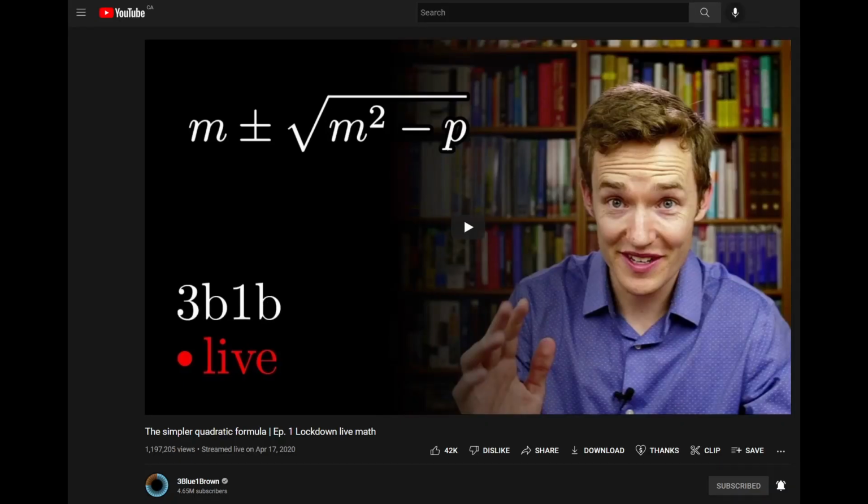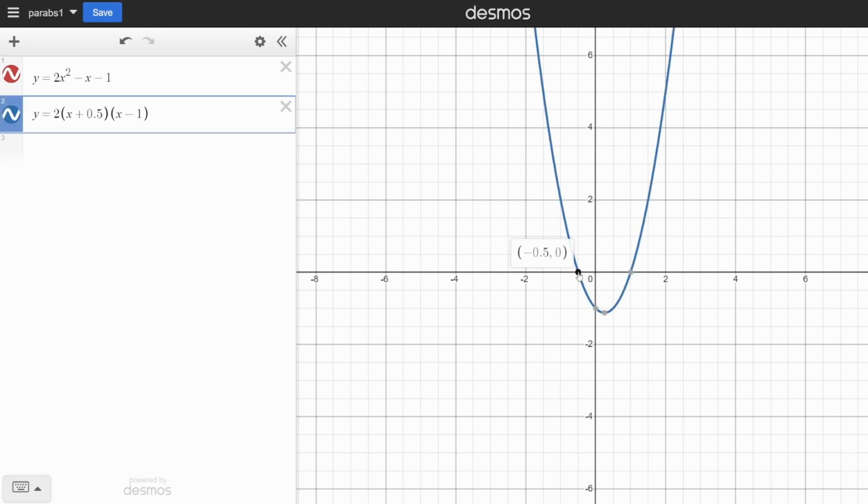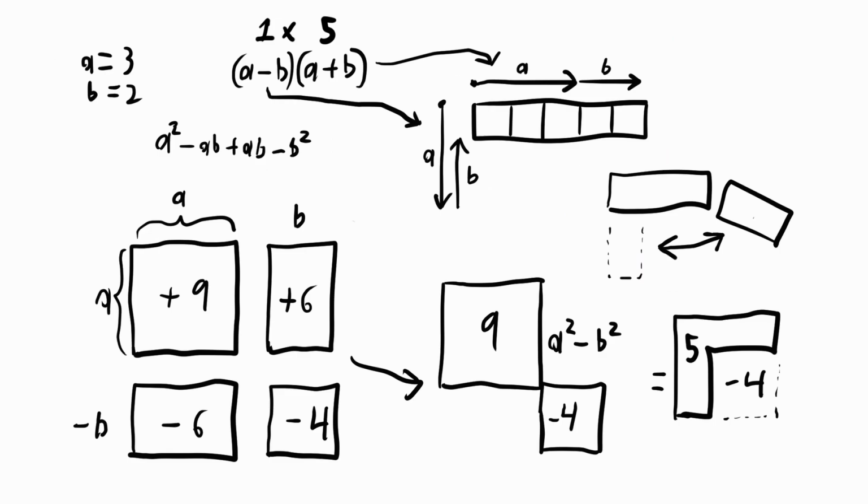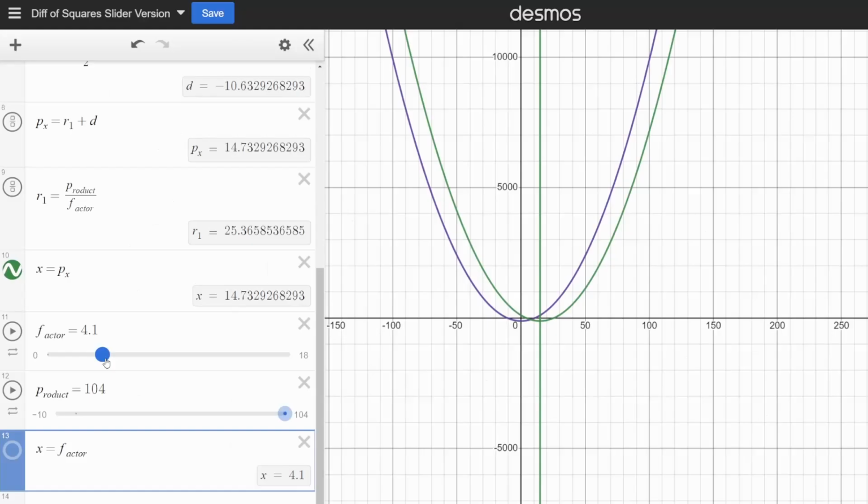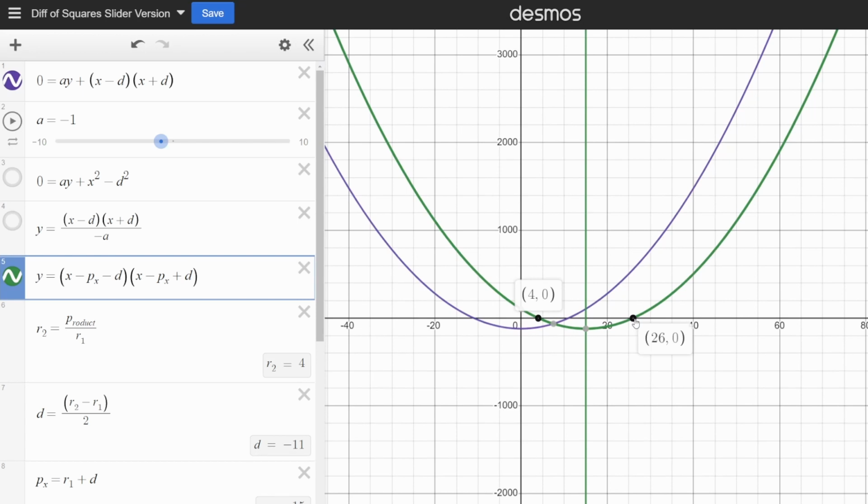So I went to this 3Blue1Brown video about solving the quadratic the better way. Solving a quadratic means finding the zeros or the roots. In that video, he talks about how multiplying things together is tied to subtracting squares. So for every product, for every result of multiplying two numbers, there's a difference of squares related to it. So that could be a way to find the primes. Not necessarily a good way, but it's a way.